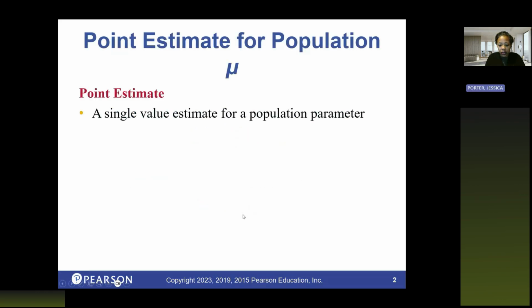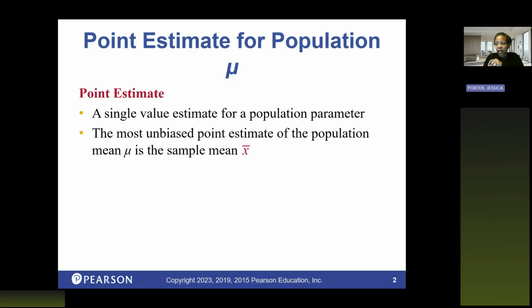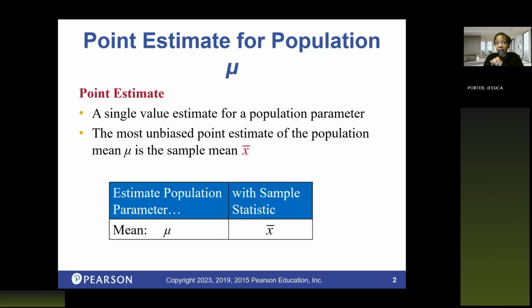Let's get a few vocabulary words. We've got a point estimate. That's going to be a single value that estimates a population parameter. The most unbiased point estimate of the population mean is the sample mean. That way, we can estimate the population parameter with the sample statistic.